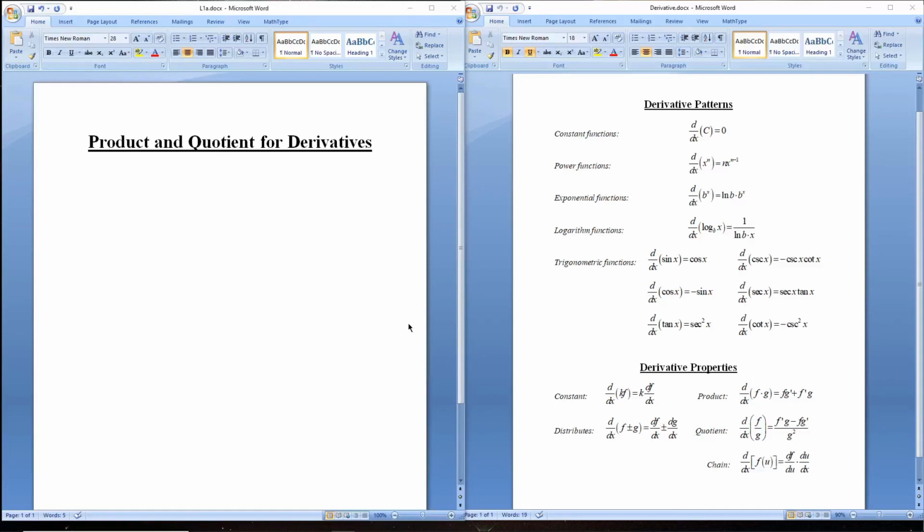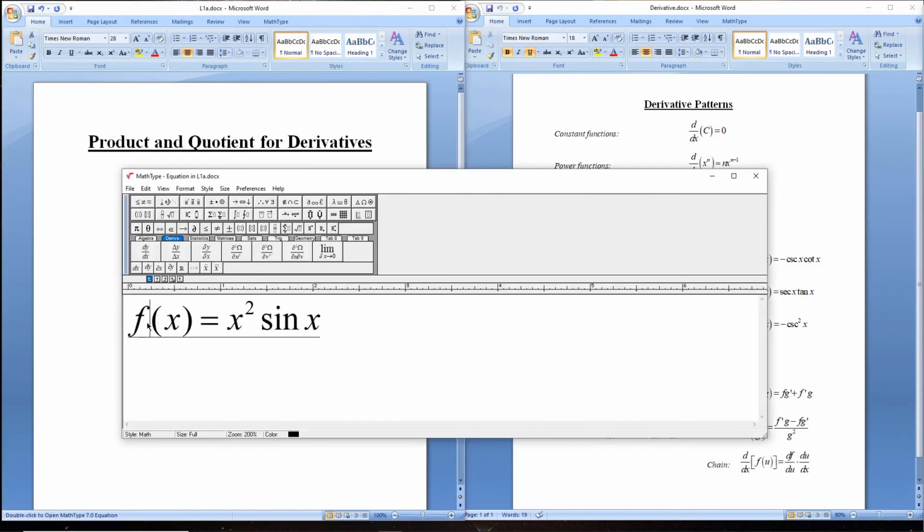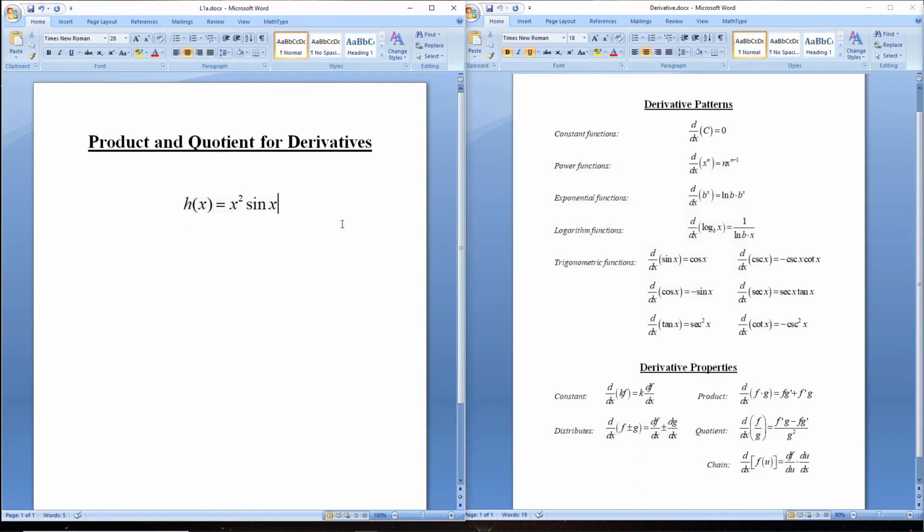So now that we have some of the derivative patterns practiced a little bit, hopefully, we're going to go on now to the product and quotient rule that are on this page here. And I think the best way is just to jump right into it. So let's say we have this function, x squared times sine of x, and I'm actually going to change this to an h here. You'll see why in a moment.